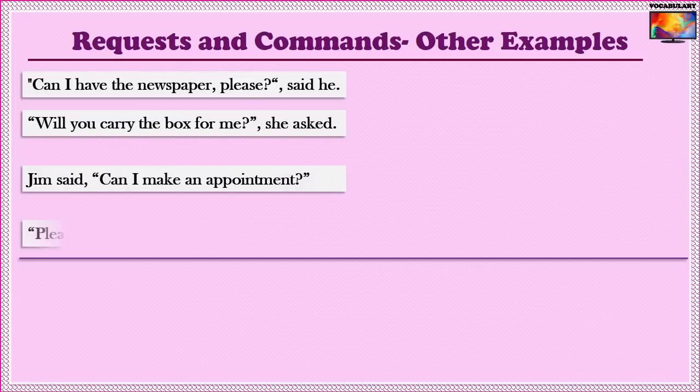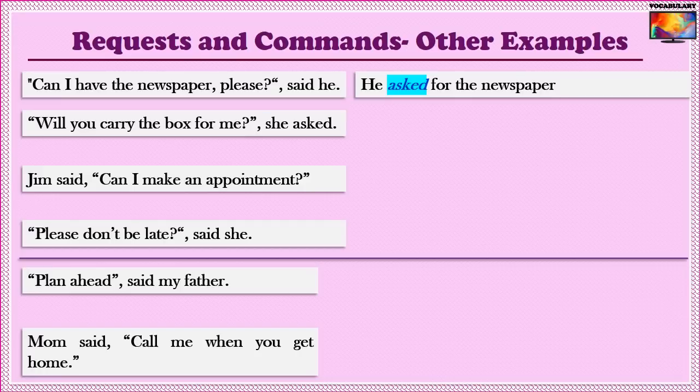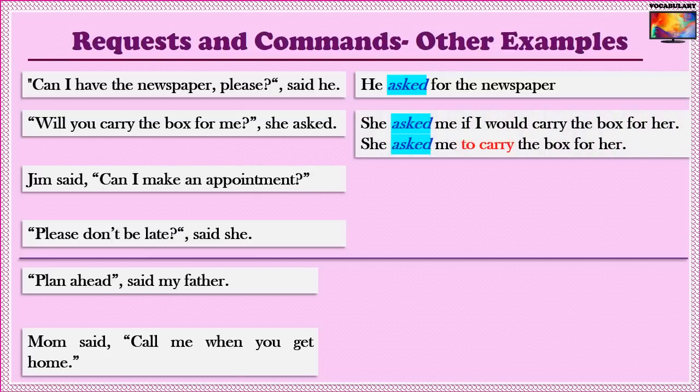Some more examples. Request first. "Can I have the newspaper, please?" said he. It's a request for an object. A short and crisp conversion into indirect speech would be, he asked for the newspaper. "Will you carry the box for me?" she asked. It's a request for action. It can be converted into indirect speech in two ways. She asked me if I would carry the box for her, or she asked me to carry the box for her. The second version uses an infinitive to carry.